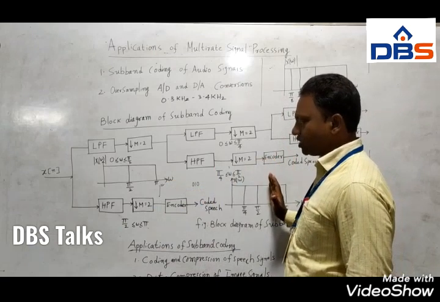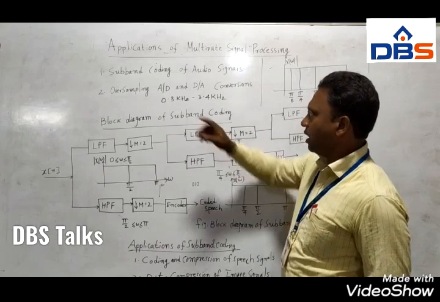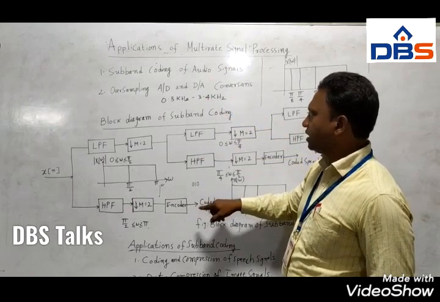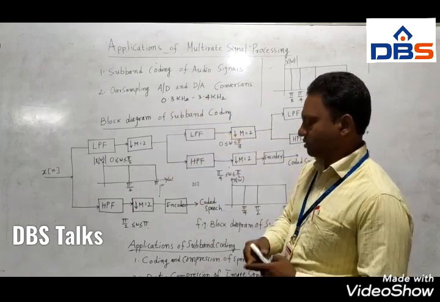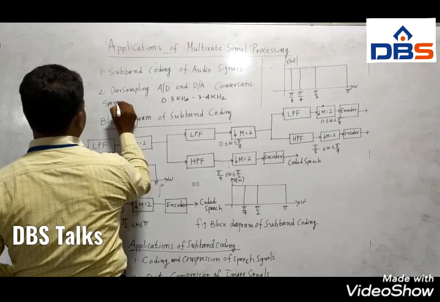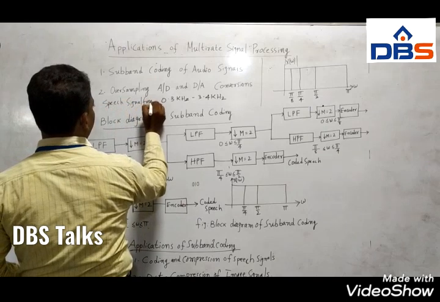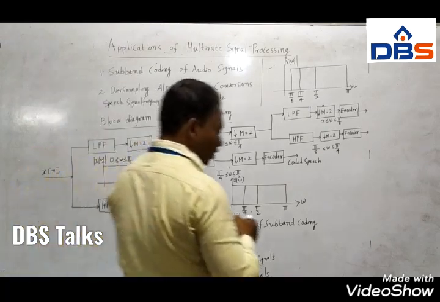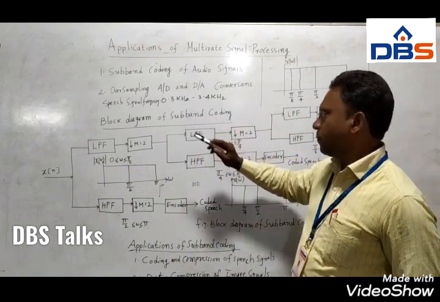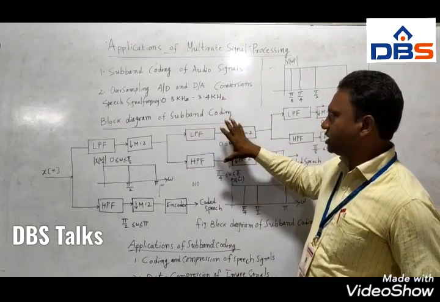It is not further processed, because we need to process only low pass signals. Already we have seen subband coding of audio signals. We are not interested in the high frequencies, because of the frequency range of the speech signal. So this is the speech signal frequency range, 0.3 kHz to 3.4 kHz. Now, because it is a low frequency signal, we will concentrate only on the low frequency spectrum.